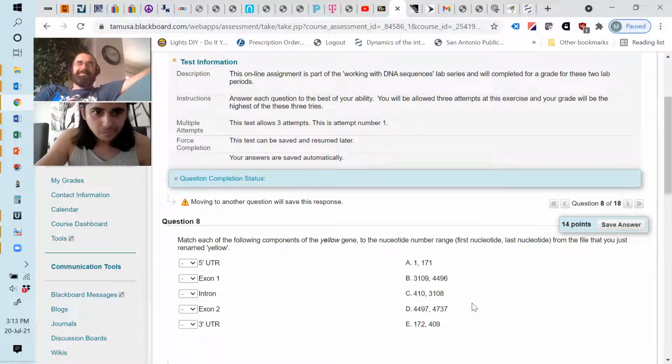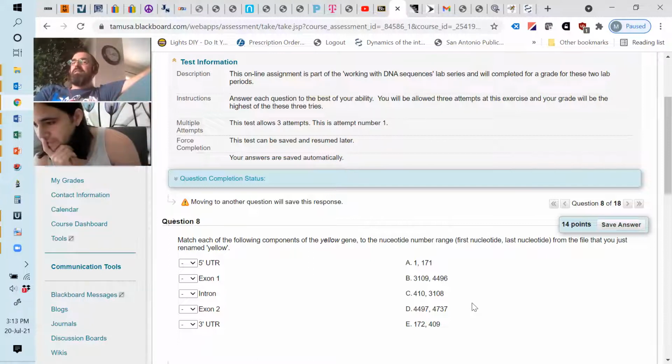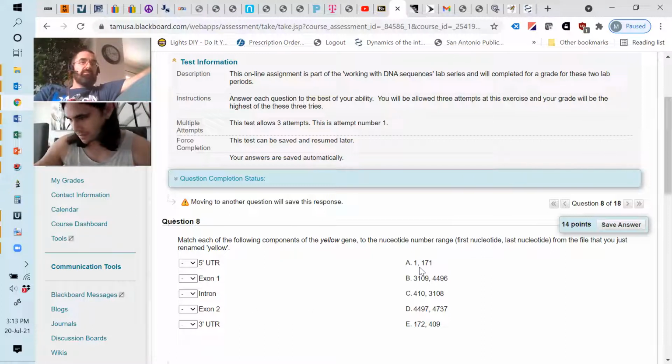Yes, it does, right? So if the 5' UTR is first, I'll give you the first couple, and then you can figure out the rest from there. If the 5' UTR is first, it's going to be from the very first base, right? Does that make sense? So this can only be A.